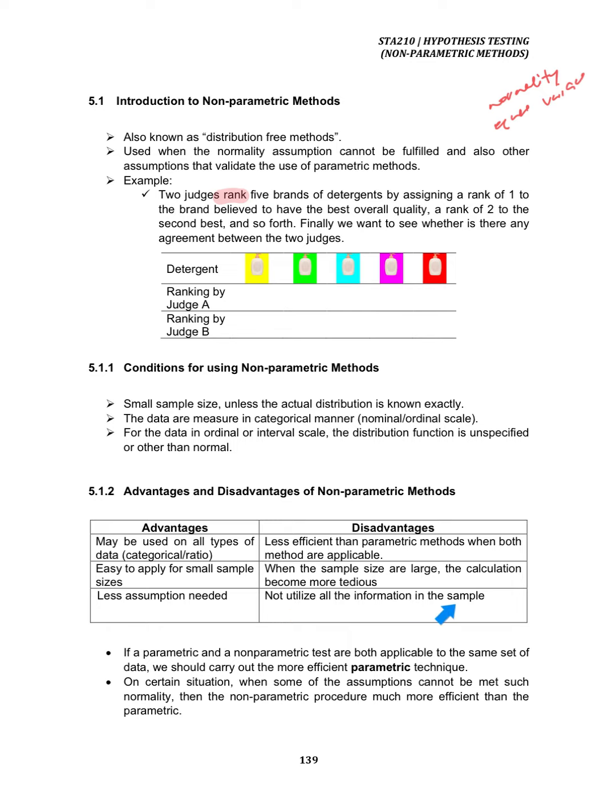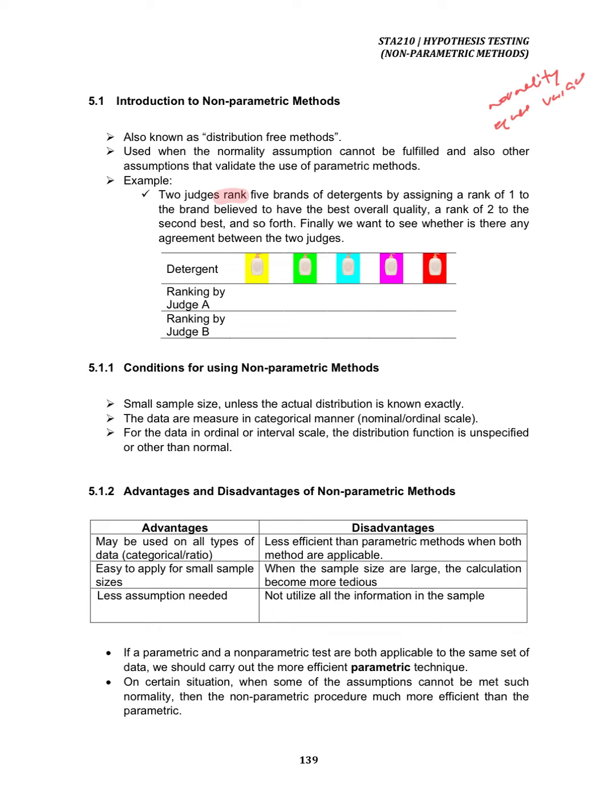And then the third disadvantage: the non-parametric method does not utilize all the information in the sample. Why? Because most of the time we use the ranking of the data set, not the values in terms of the mean or standard deviation. That's why it is said that we are not utilizing all the information in the sample that we have, because we are dealing with the ranking.